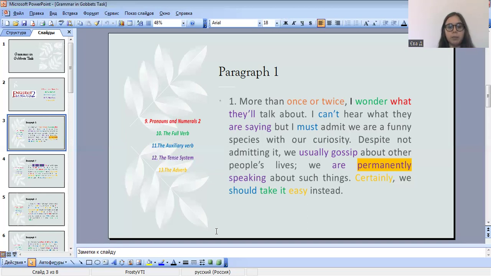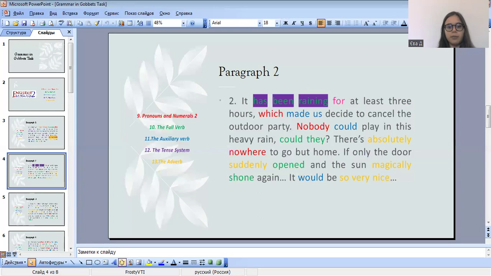Okay, let's move to paragraph number 2. What can we see here in this paragraph? First of all, we can see the relative pronoun which, and it's used to introduce a sentential relative clause. Actually, it doesn't refer back to a single noun, but it comments on an idea which has already been mentioned before, like raining for at least 3 hours.